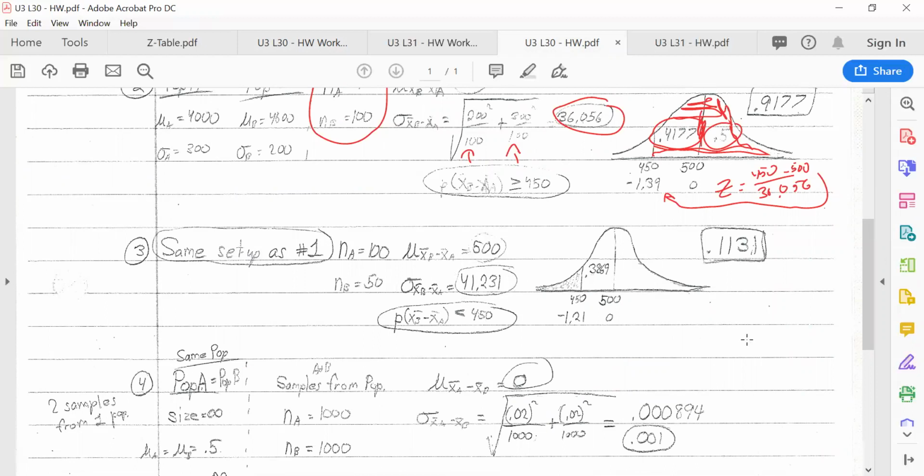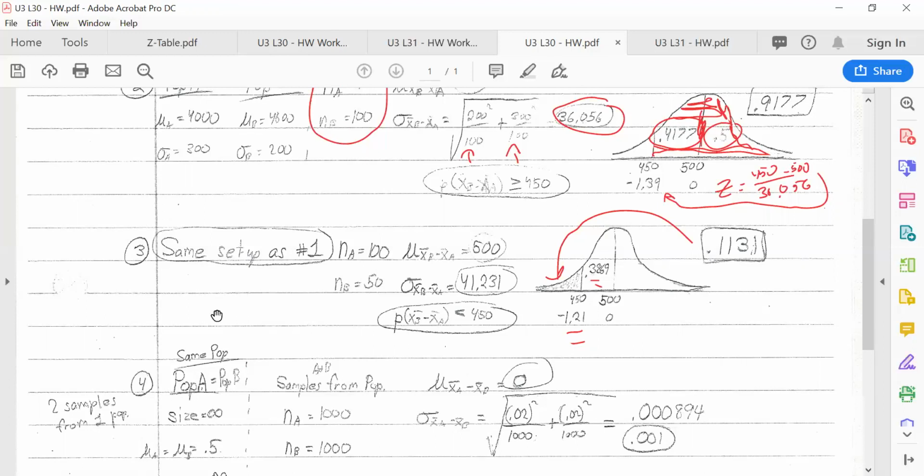So then, even though the answer to number 2 is 450 to the right, and picture-wise, the answer to number 3 is 450 to the left, it's not the same standard error. So you divide by 41.231, and you get a z-score of negative 1.21, and that gives you an area of 0.3869. You subtract from 0.5, and the area of your answer is 0.1131. That is the end of homework number 3.